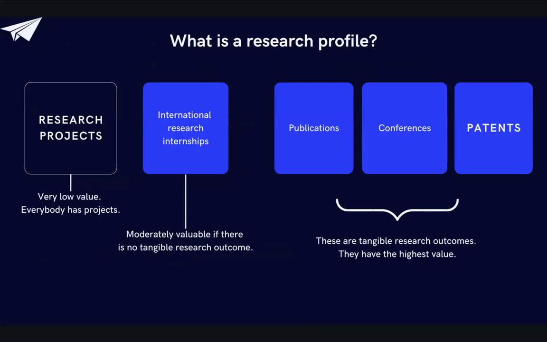Okay, so I've mentioned these 5 parts in order of importance. Okay, so research projects, like undergrad projects, are very low value because everybody has some kind of project on their profile, right? The next thing in the order of importance is international research internships or local research internships also. If these internships have tangible research outcomes, then fine, it's considered to be of more value than the research projects.